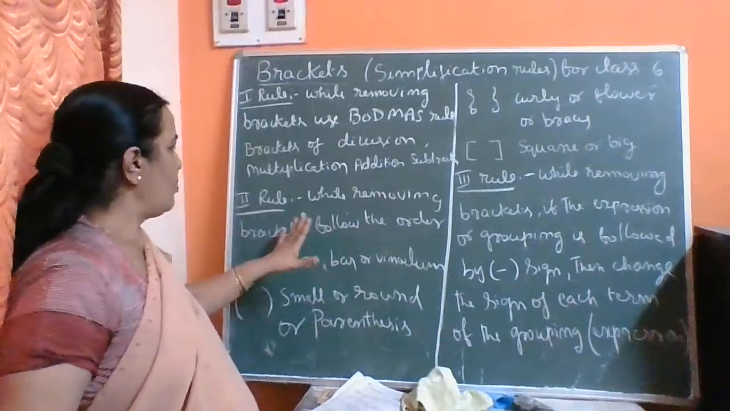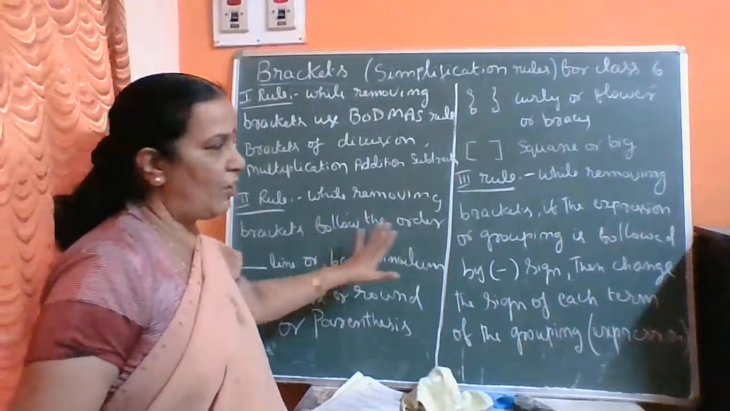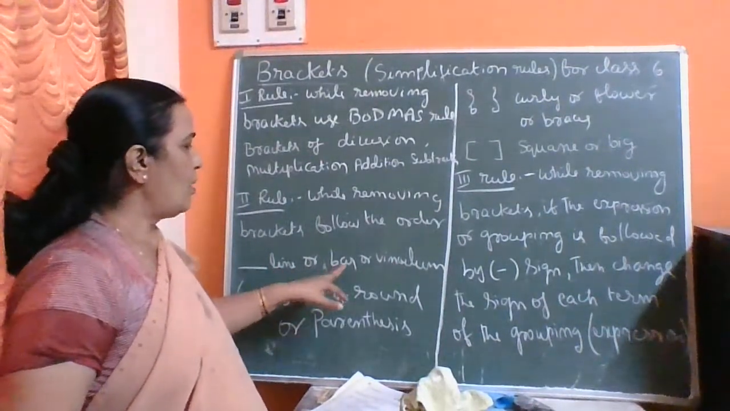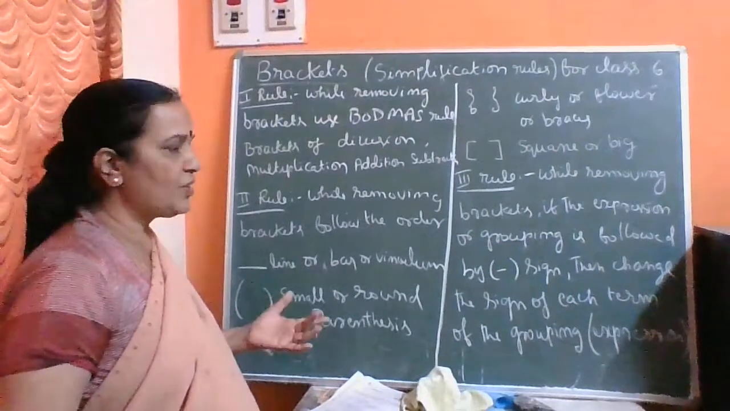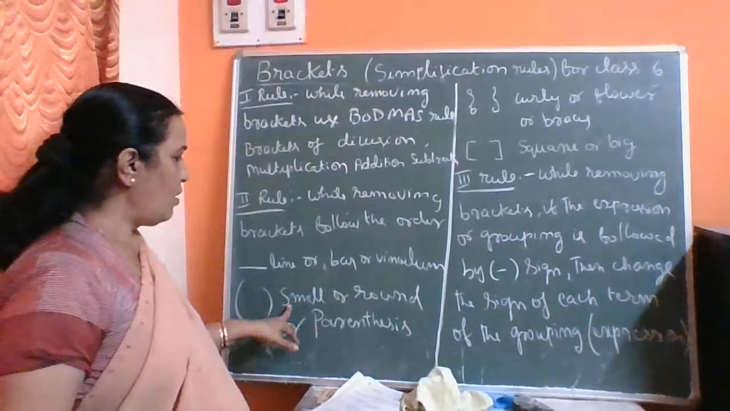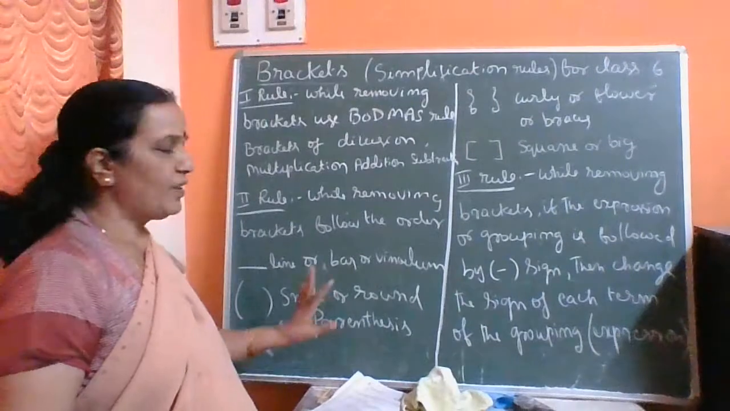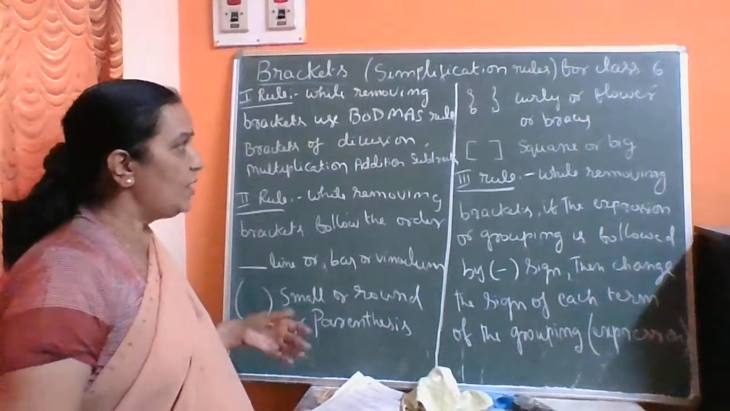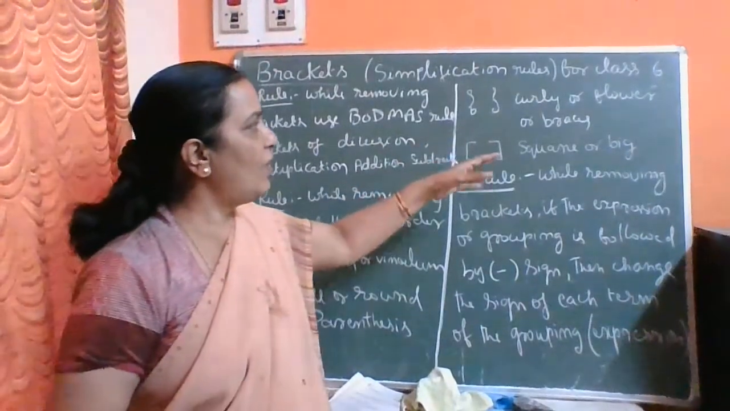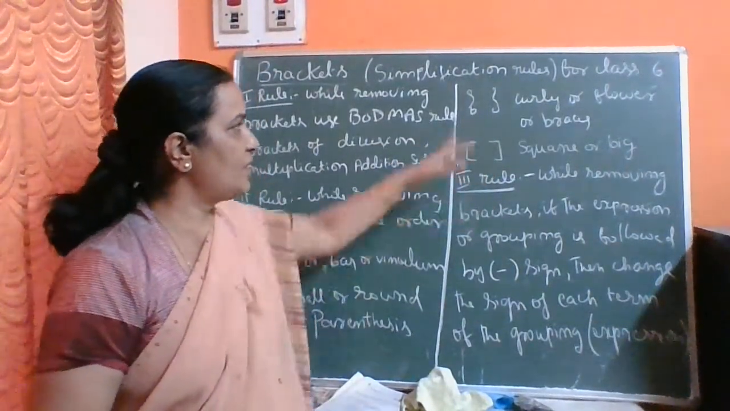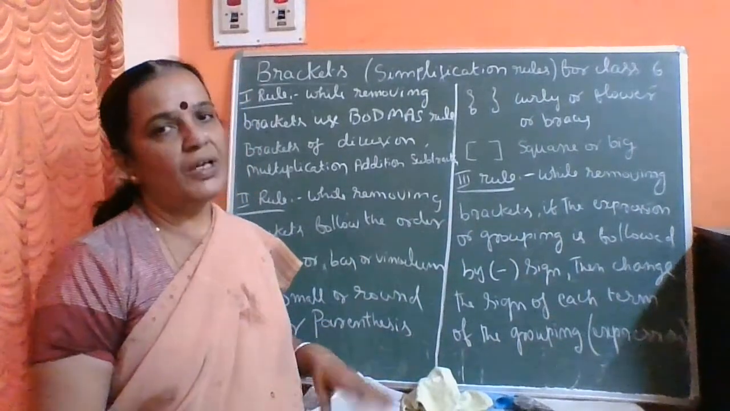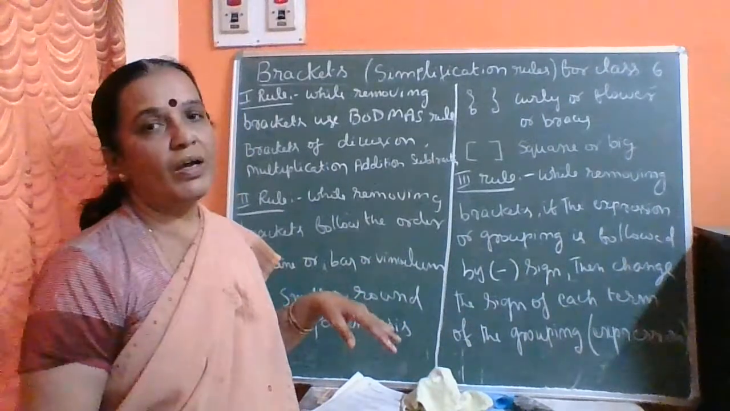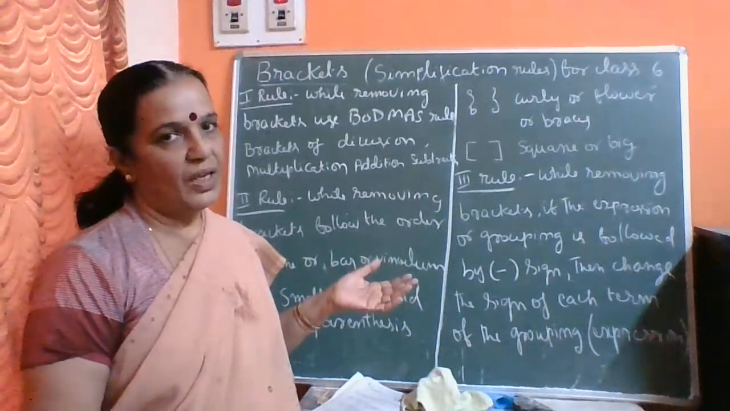Next, while removing bracket, follow the order. First, you have to remove line or bar or vinculum. Next, you have to remove small or round or parenthesis. This is the common brackets which we use in most of the sums. Next, you have to remove curly or flower or braces. This type of bracket is called curly bracket or flower bracket or braces. And next is square or big bracket.